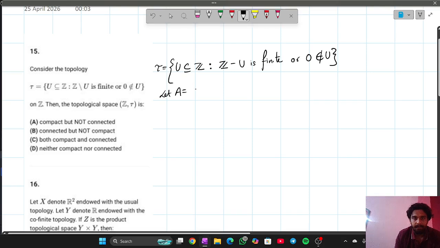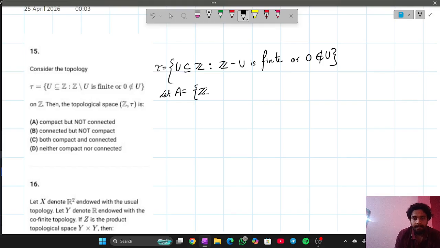Now let A equal Z minus 1. So this is the set of integers. A is the set of integers, but here 1 is not there. And B is just equal to 1. B is just equal to 1.